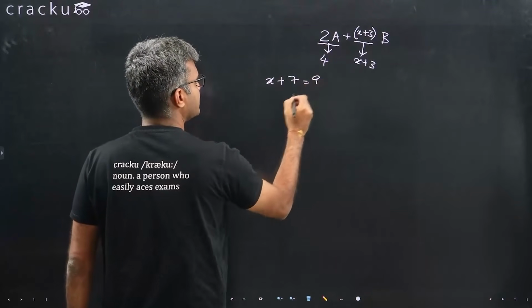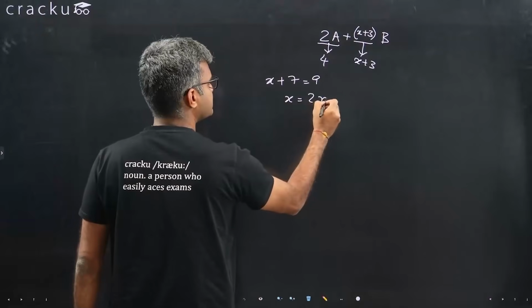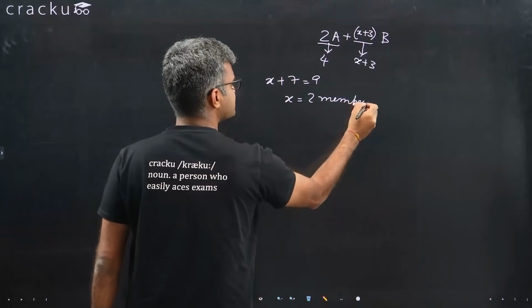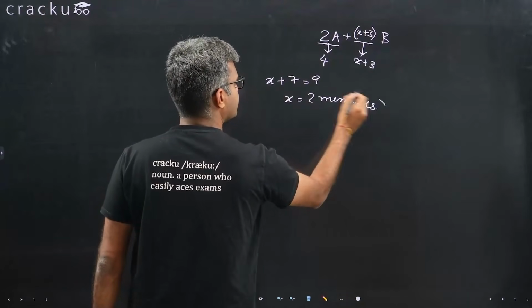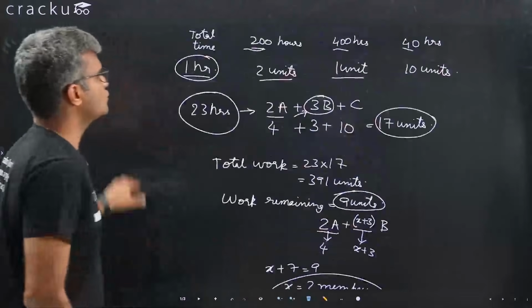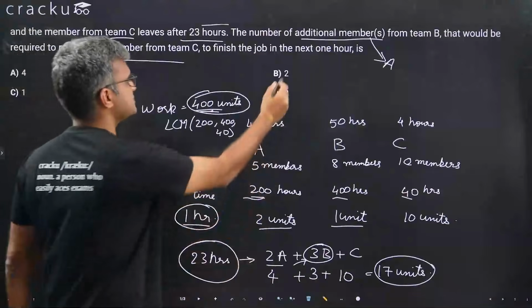This has to equal 9, so the value of X will be 2 members. So the number of additional members who joined from team B will be equal to 2. So the correct answer for this question is option B.